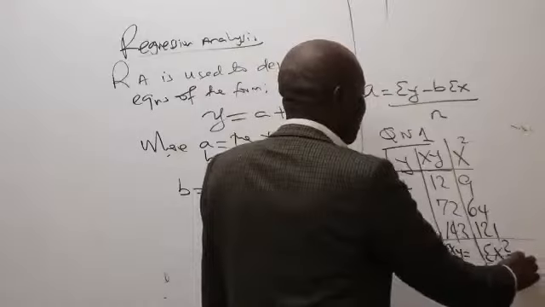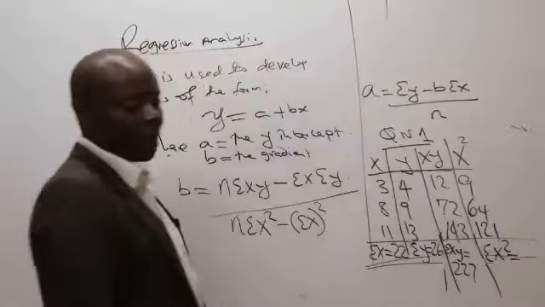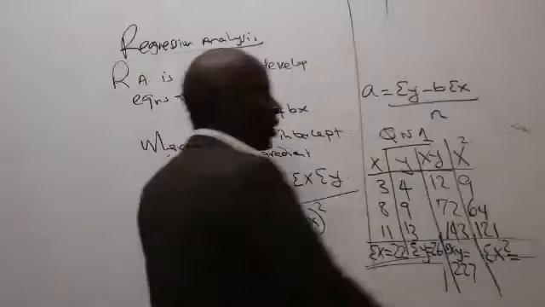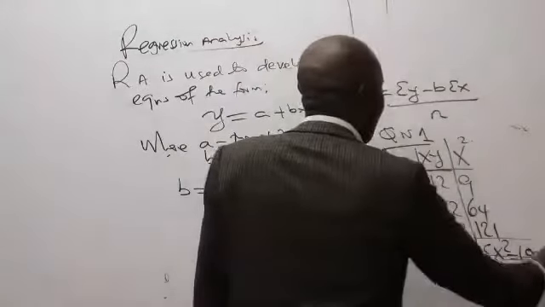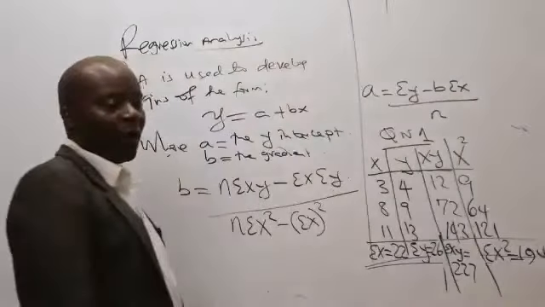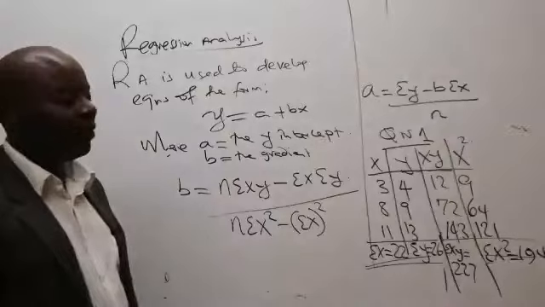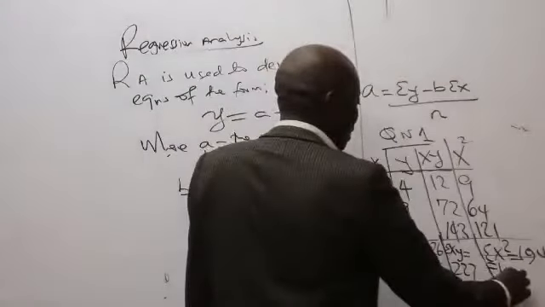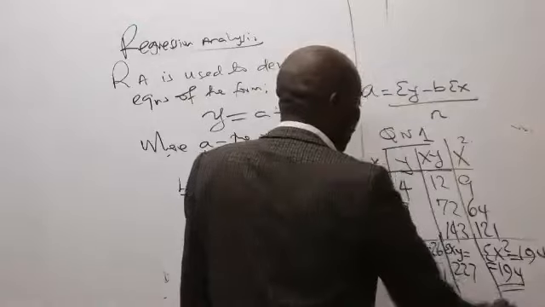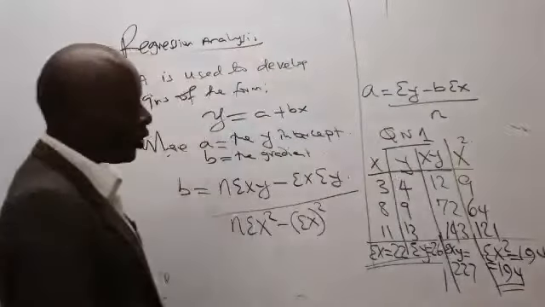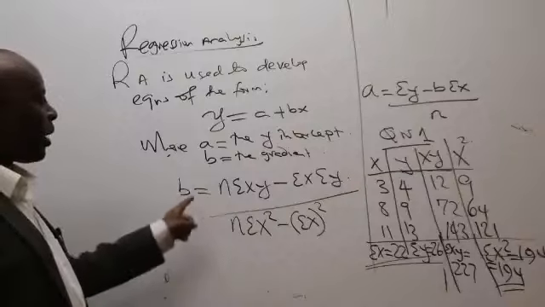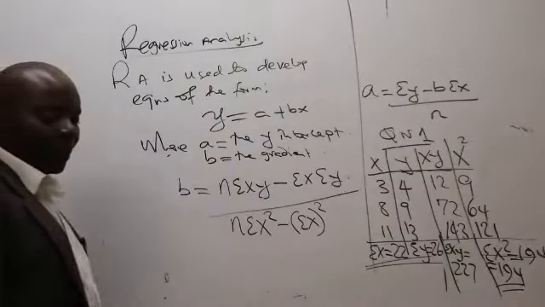How about summation of x squared? According to Damaris and Catherine, we are supposed to be getting 194. Thank you very much. Summation of x squared, I'm supposed to be talking of 194. Now, ladies and gentlemen, having gotten the 4 summations, I would want us to come and plug them in here.